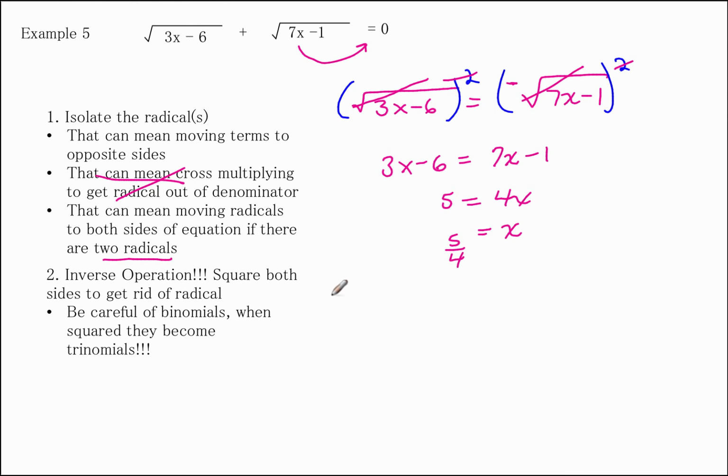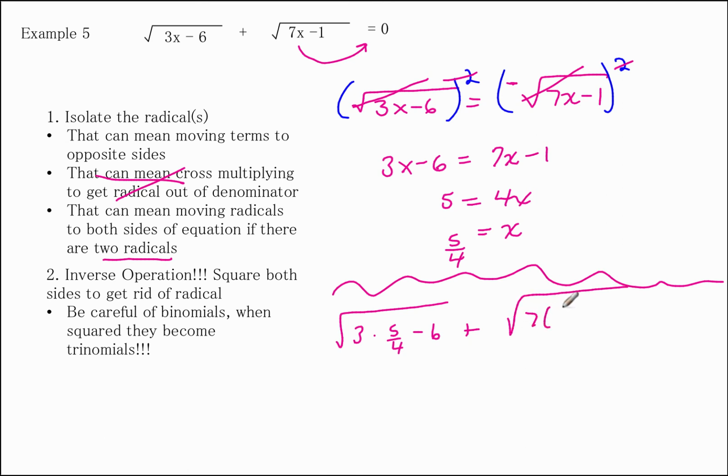Once again, I'm going to check to make sure it works. So 3 times 5 over 4 minus 6 plus 7 times 5 over 4 minus 1. When I do that, I should get 0. Well, let's see. This becomes 15 over 4 minus 6. So that is, let's make that 24 over 4 because that's 6. So 15 minus 24 is negative 9/4 square root.